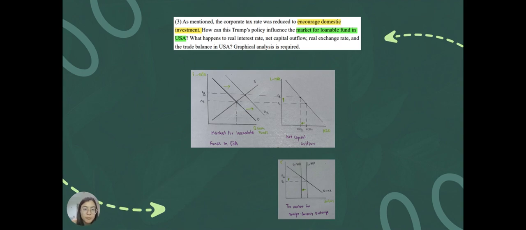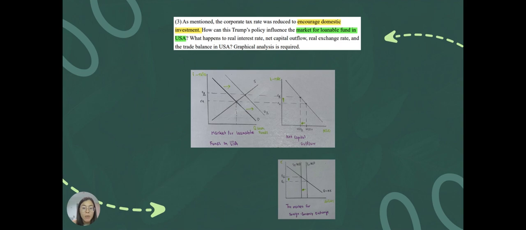Okay, so we know that in the demand curve of loanable funds, we have domestic investment. So if we have encouraged domestic investment, that means we have more domestic investment. So there's a shift of the demand curve, a shift to the right. While the demand curve shifts to the right, the interest rate then goes higher. This interest rate that goes higher, we can see it reflected in the net capital outflow.